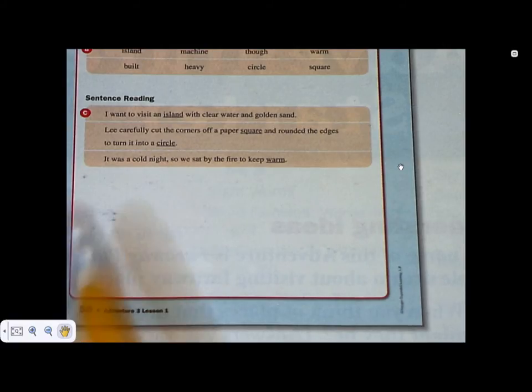The first sentence, put your finger under the first word. I want to visit an island with clear water and golden sand. And I paused between them. If I were going to read it more fluently, like we eventually want to do, I want to visit an island with clear water and golden sand. You try it, please.